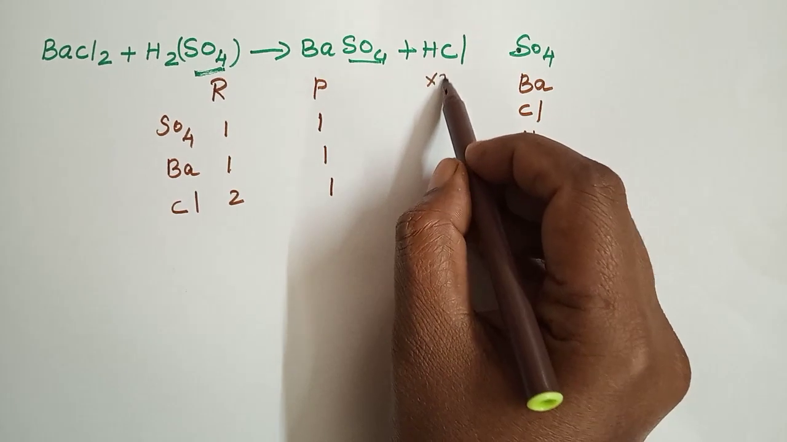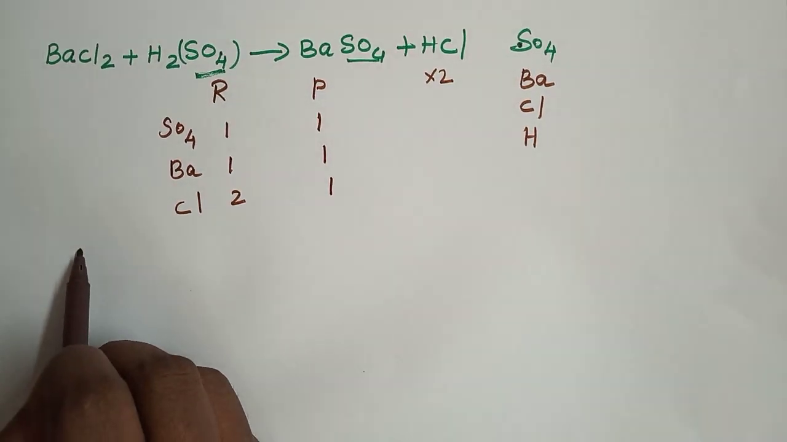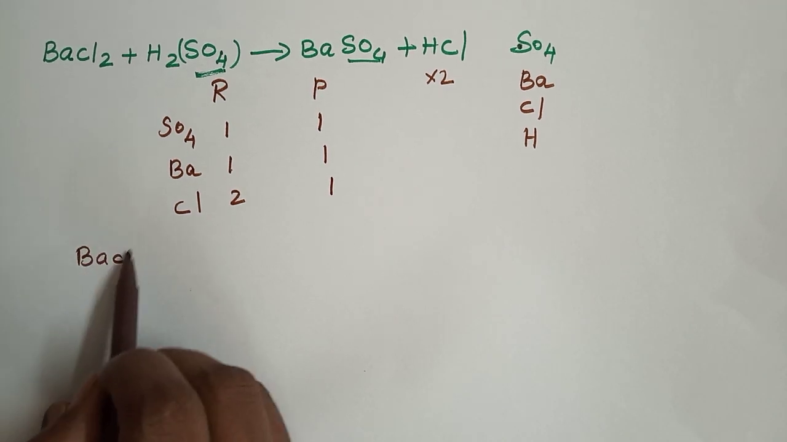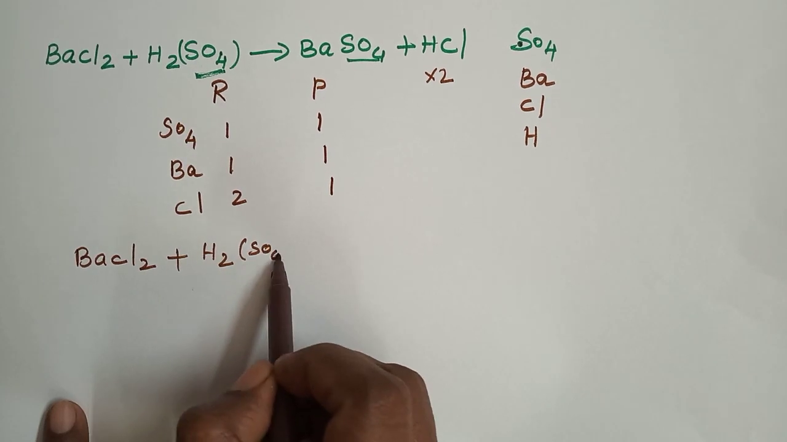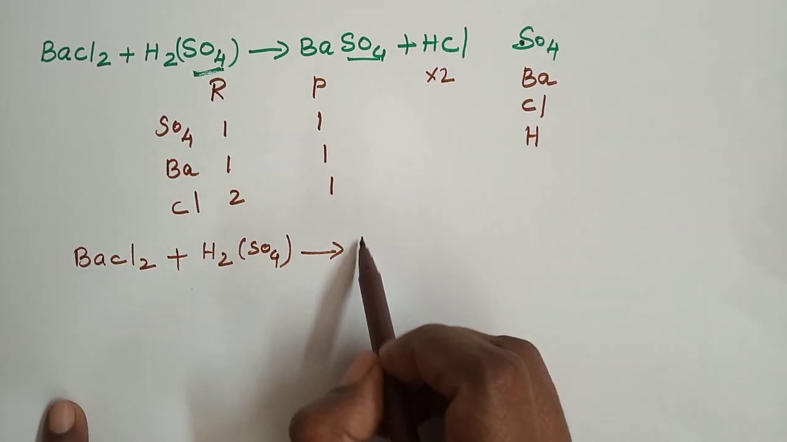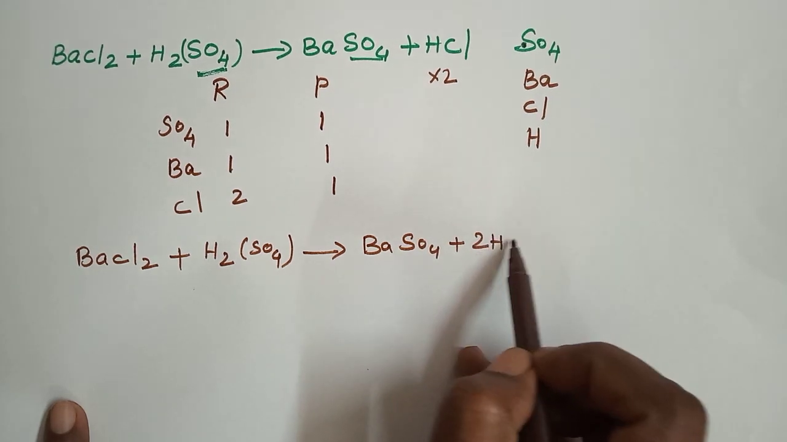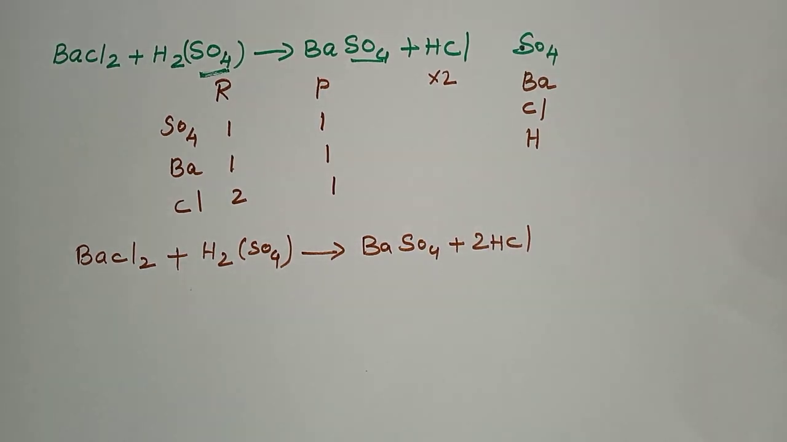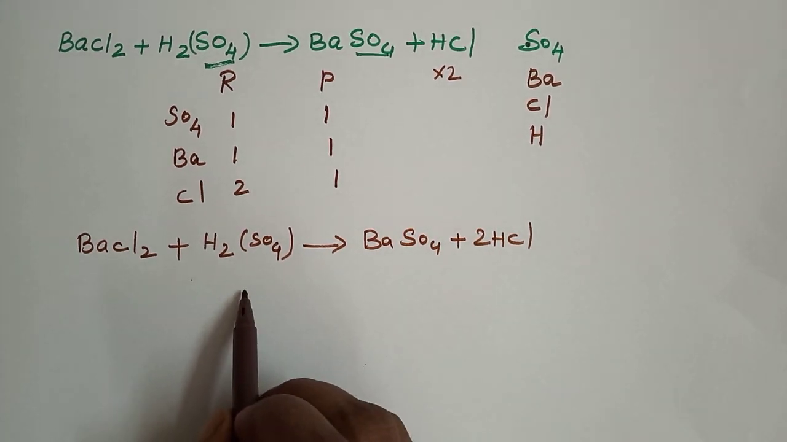So what can we do? We can multiply by 2. So we will get a new formula. What is that? BaCl2 plus H2SO4 gives BaSO4 plus 2HCl. Understood? This is a new equation. Now we have to check it once again.